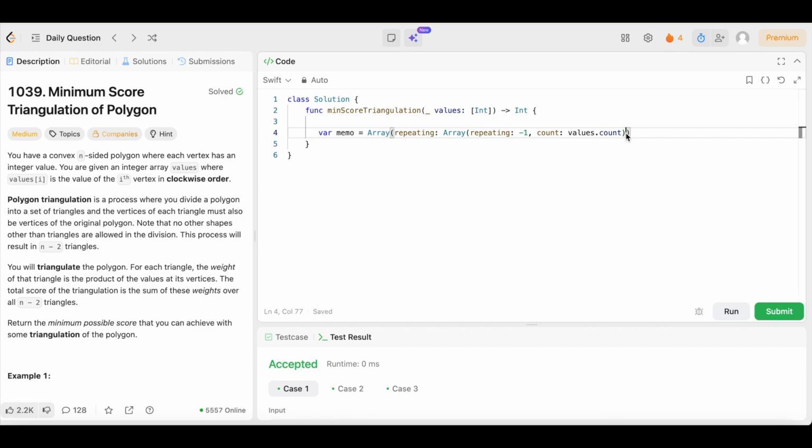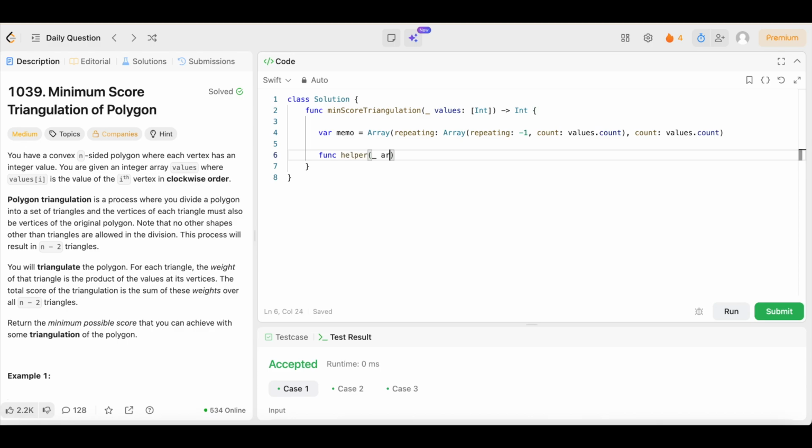And come outside of this parentheses, we're going to say comma, count, colon, values dot count again. Boom. Then we need a recursive helper function that returns the minimum score to triangulate the sub-polygon between indices I and J. So we're going to come underneath this. We're going to create our helper function. We're going to say func, we call it helper.